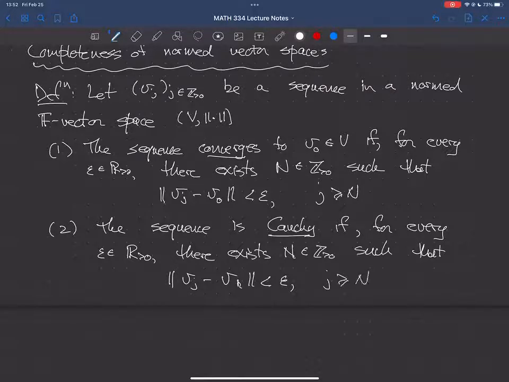Okay. And so the idea of the definition here: for convergence, the terms in the sequence were getting close to some fixed vector, which is the limit of the sequence. Here, we don't have a limit, but what we have is that the terms in the tail of the sequence, Vj and Vk, get closer and closer to each other. Oh, sorry, I need to say that k also has to be greater than or equal to n.